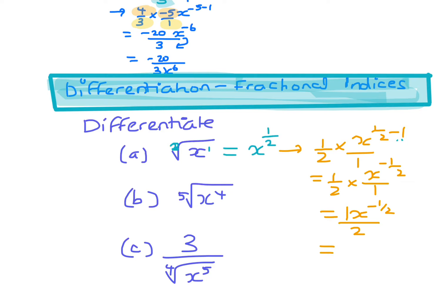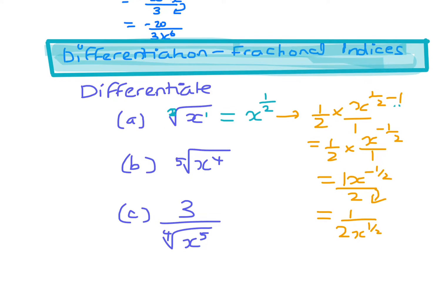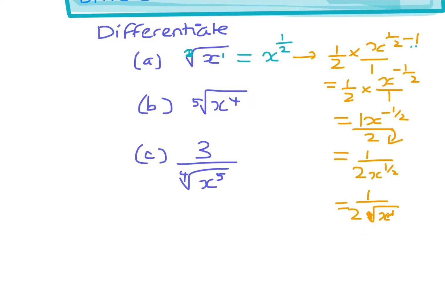Now I'm just going to make an effort to bring that down to the bottom to make it a positive index. And then x to the power of a half is the square root of x to the 1. So the 2 really goes there, but you don't actually need to write it, and you don't need to write the 1. Okay, so let's now look at part B.